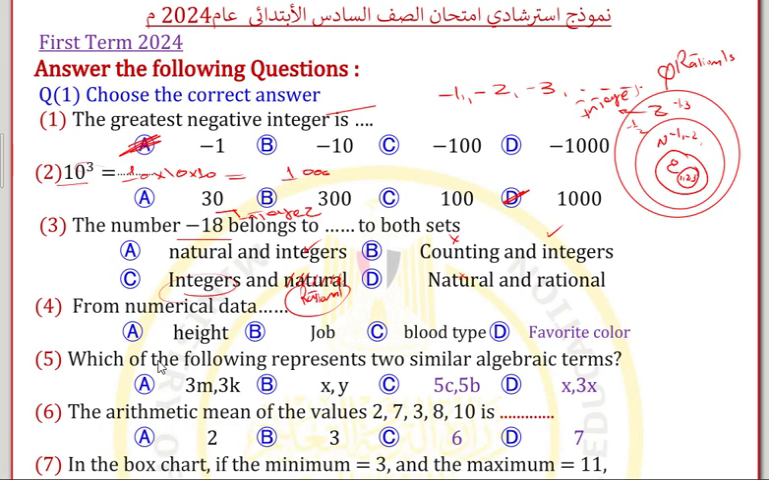Question number 4, from numerical data. The numerical data here is height. If I asked you about the height, you would tell me, for example, 150 centimeters. So you are going to talk about numbers.